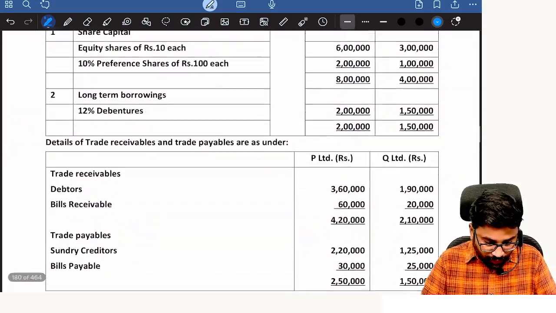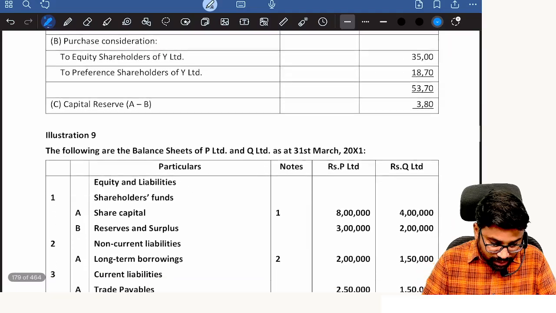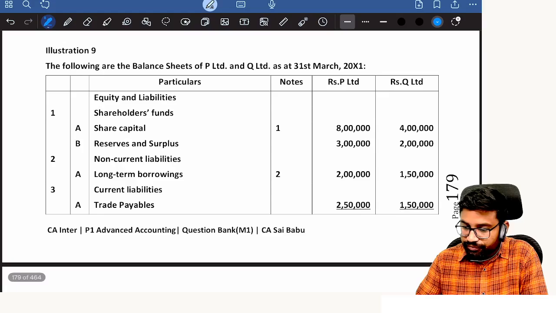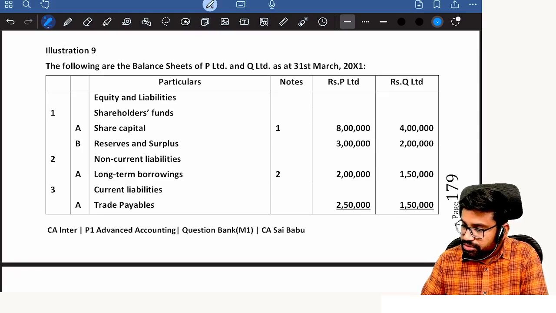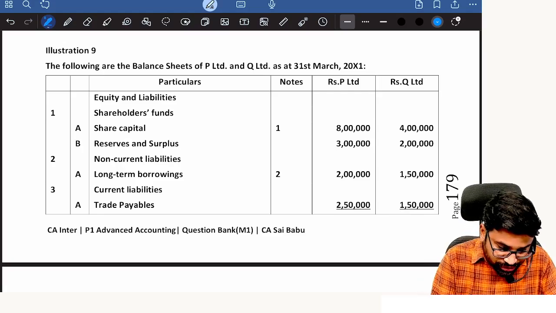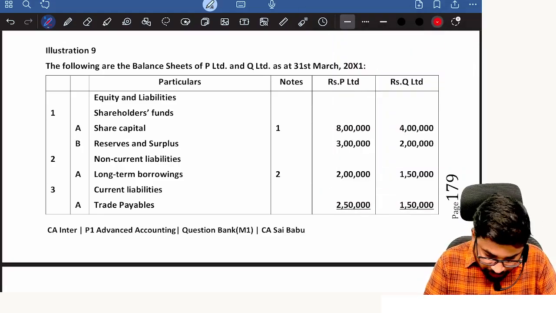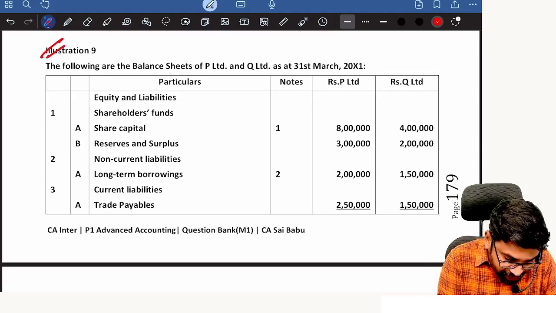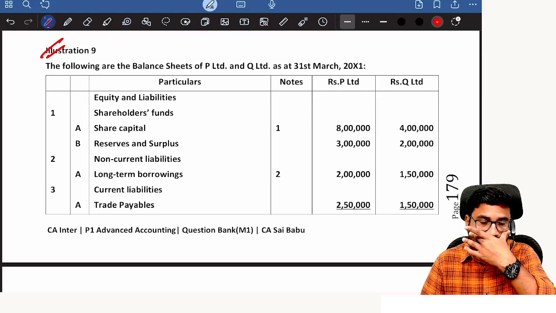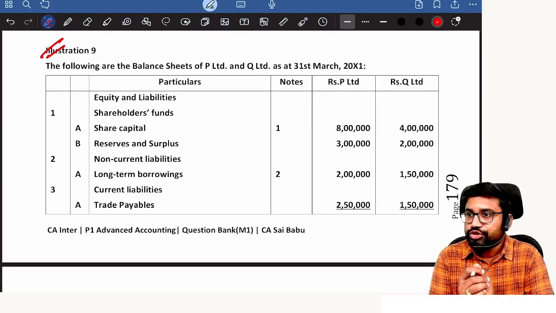Now, question number 9, illustration 9. One of the very, very important illustrations. Very good sum actually this is. Illustration 9 we are going to solve. Everybody please open illustration 9.